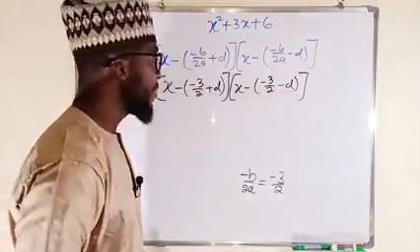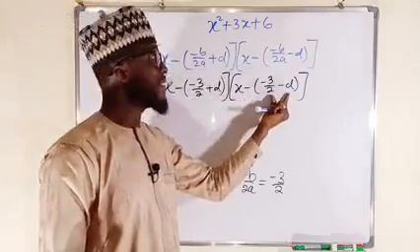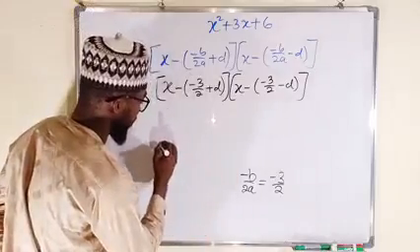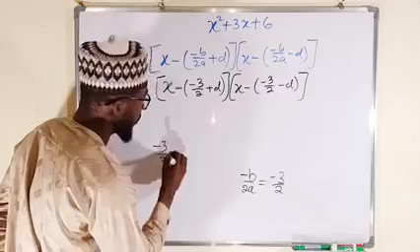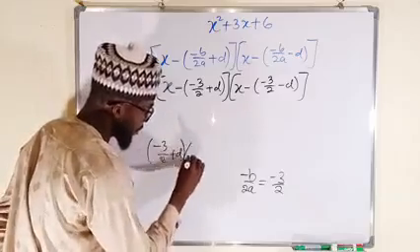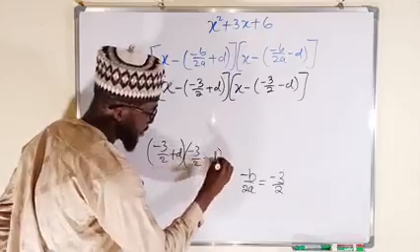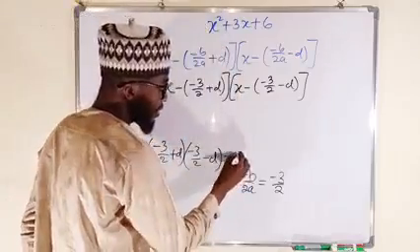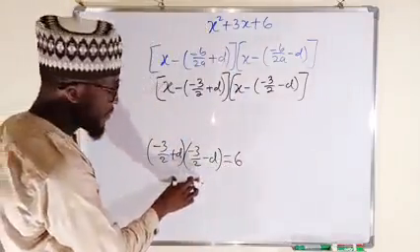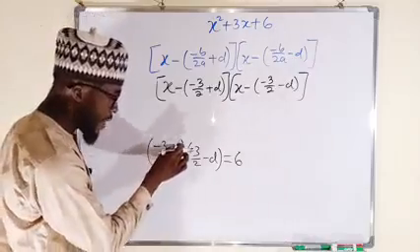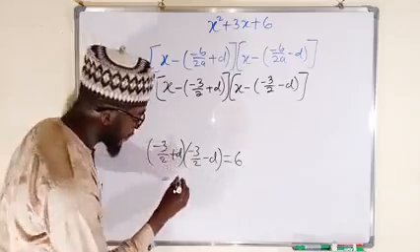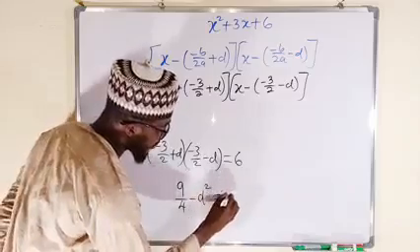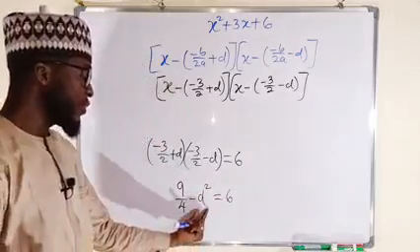Next, we need to find d by multiplying these two terms and setting them equal to c divided by a. So we have negative 3 divided by 2 plus d, multiplied by negative 3 divided by 2 minus d, which will give us c divided by a. 6 divided by 1 is still 6. These are always difference of two squares. Square this, minus you square this. This is going to give us 9 over 4, right? 9 over 4 minus d squared, and this is equal to 6. Make d squared the subject.